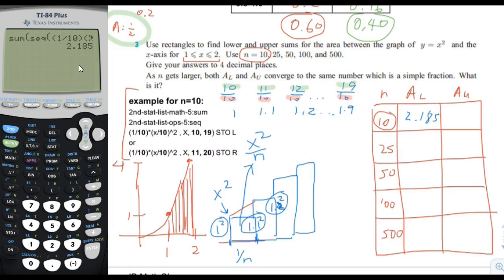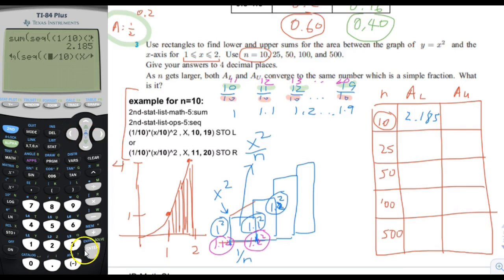Okay, and then what about the upper? What does that look like? Let's see if we can just edit this, it would be easier. The upper is kind of the same. The difference between the upper and the lower is that instead of doing 1, 1.1, 1.2, we're going to be doing 1.1 squared, and then 1.2 squared, etc. So basically, instead of 10, 11, 12, we're going to do 11, 12, 13, and the last one's going to be 20, right? So let's change this to 11 and 20, and everything else is going to be the same.